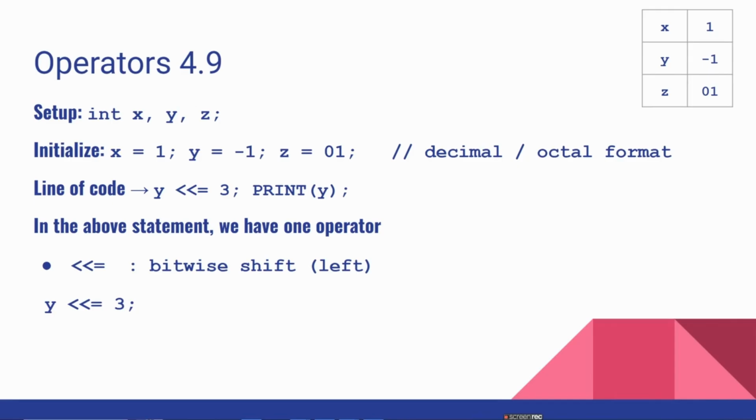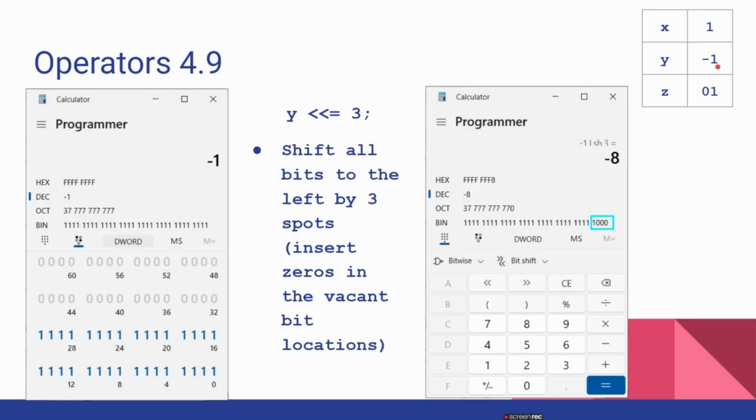For operators 4.9, the puzzle under question is now we are left shifting y by 3 bits. So really similar to what we did in operators 4.8, except now we're left shifting y instead of x by 3 bits. Recall again that y has been initialized to a value of -1, and showing -1 in its binary representation for a 2's complement machine here, we can see we have a value of all ones in all bit positions for a value of -1.